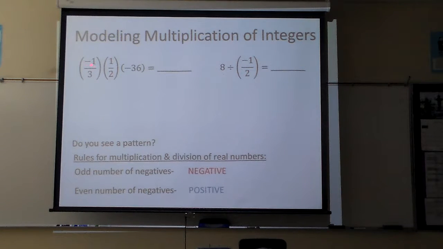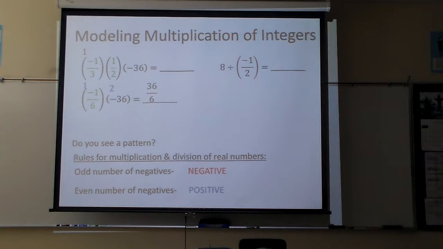But let's do this right here. I have a negative here, so let's do this here. Negative 1 times 1 is negative 1, and 3 times 2 is 6. Now I'm going to have a what? Negative times a negative, which means my answer will be positive.